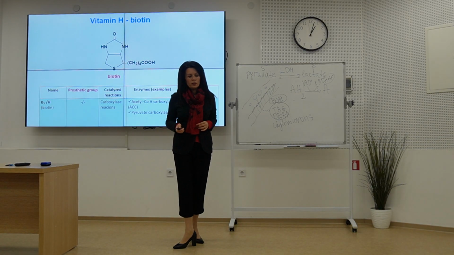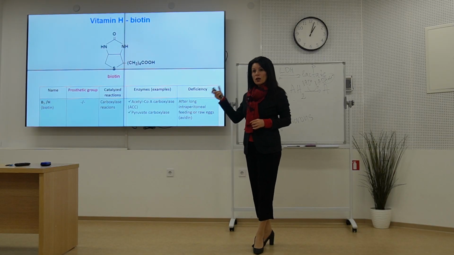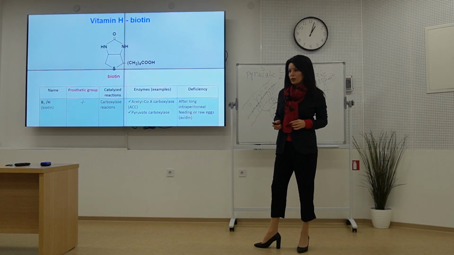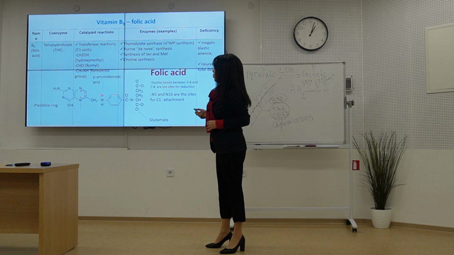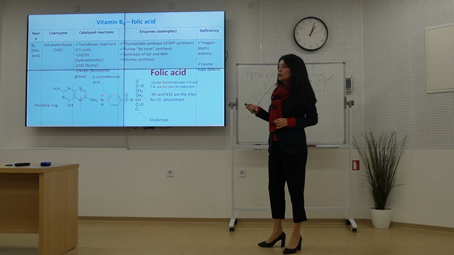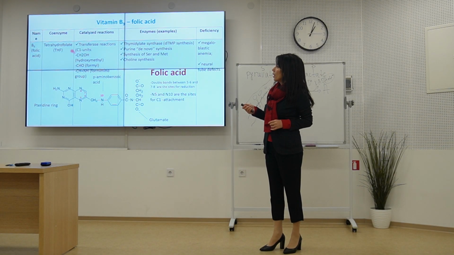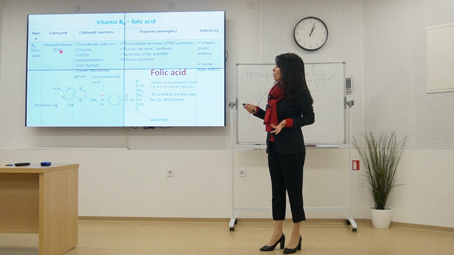There is one protein in raw egg white which can inhibit biotin resorption, which is called avidin. B9, the other name is folic acid. Folic acid has an active form called tetrahydrofolate or tetrahydrofolic acid, the same.